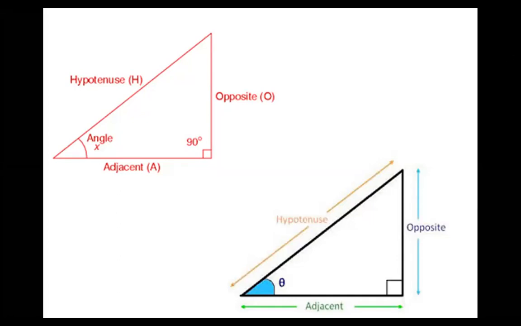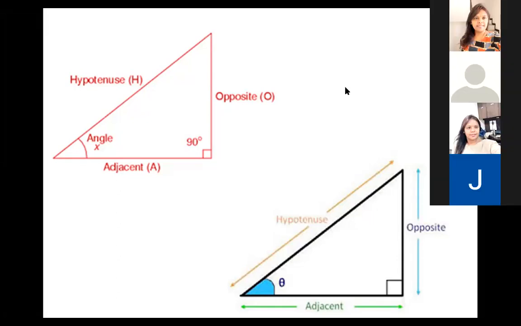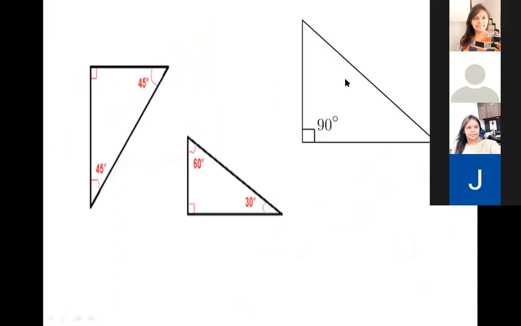So this theorem always depends on the right angle triangle. Here is some example of the right angle triangle. And don't forget, if only one angle is 90 degrees, the remaining two angles are always less than 90.